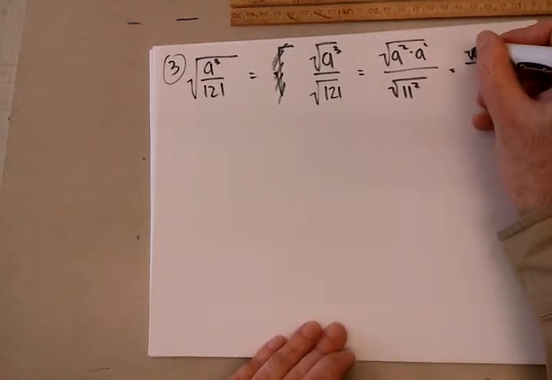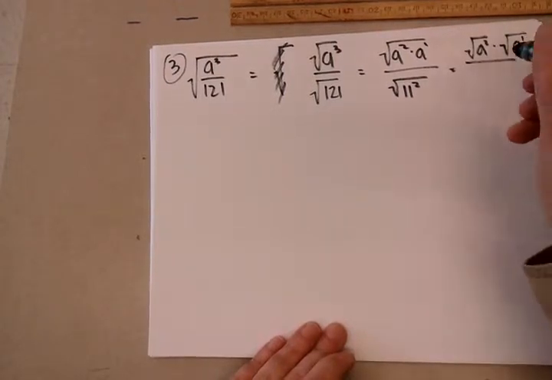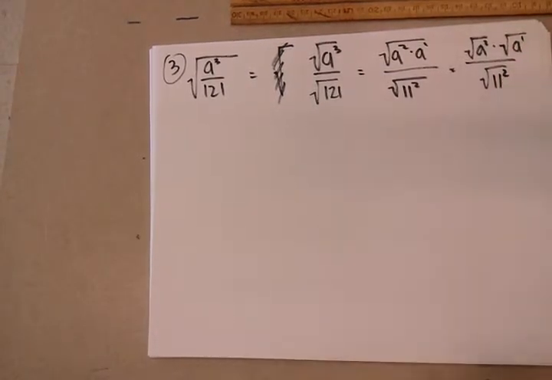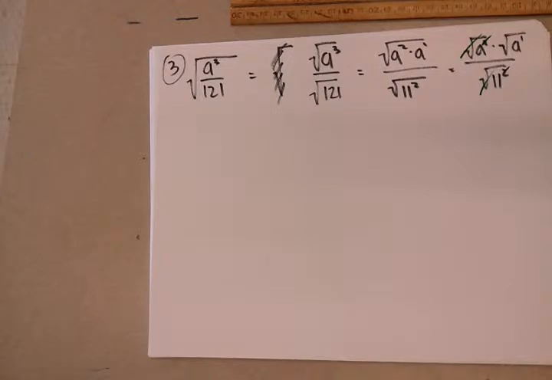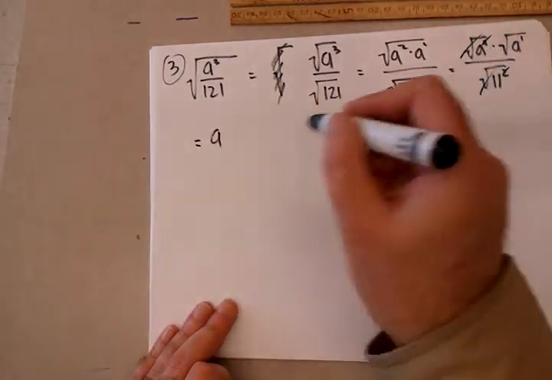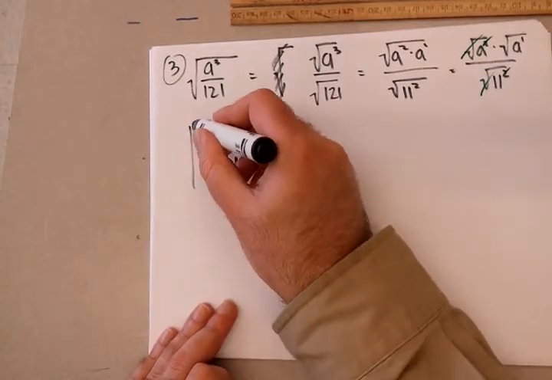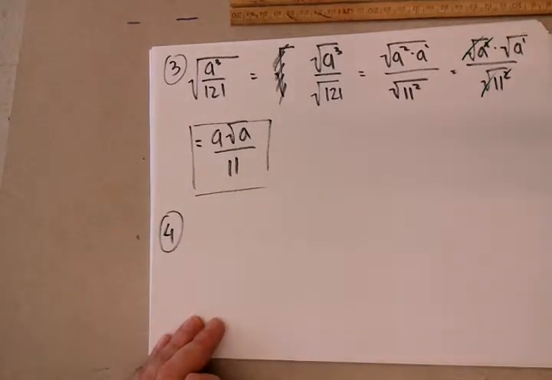So I'm going to further break down the numerator into separate radicals. So hopefully you can see the a squared there. And now I want to eliminate anything that's the power of 2 with its square root. That stays. So as such, my final answer is a root a all over 11. That was a simple problem. Let's move on to 4, which is not quite so simple.